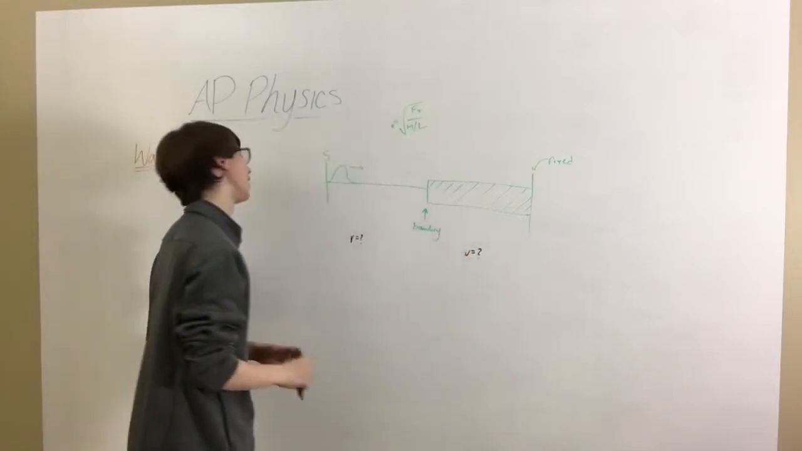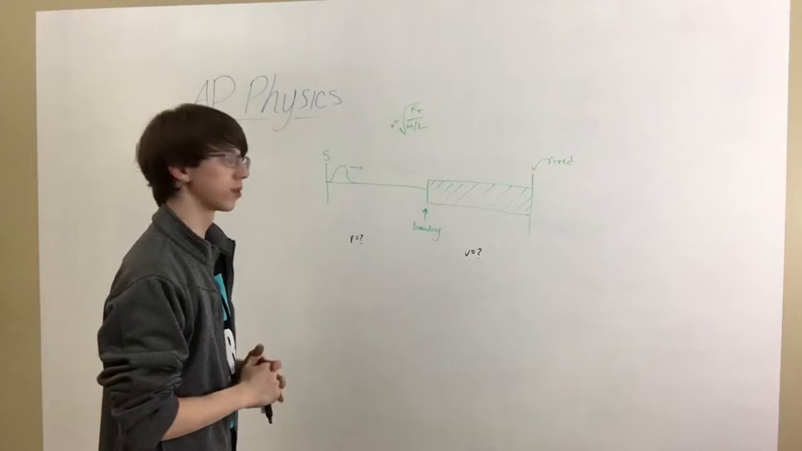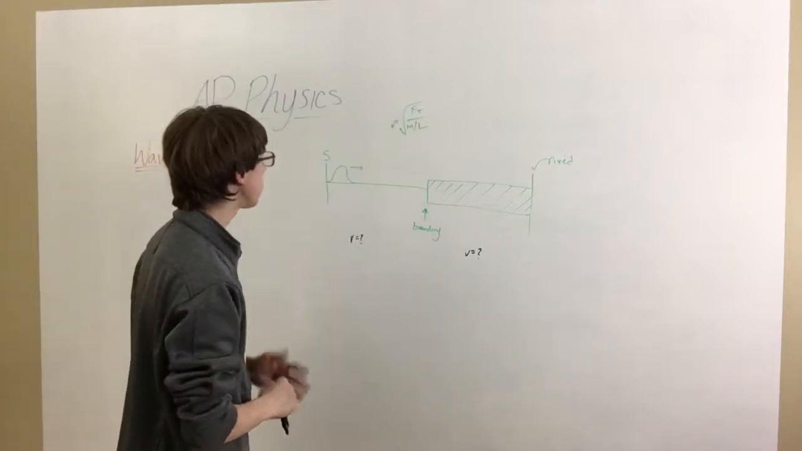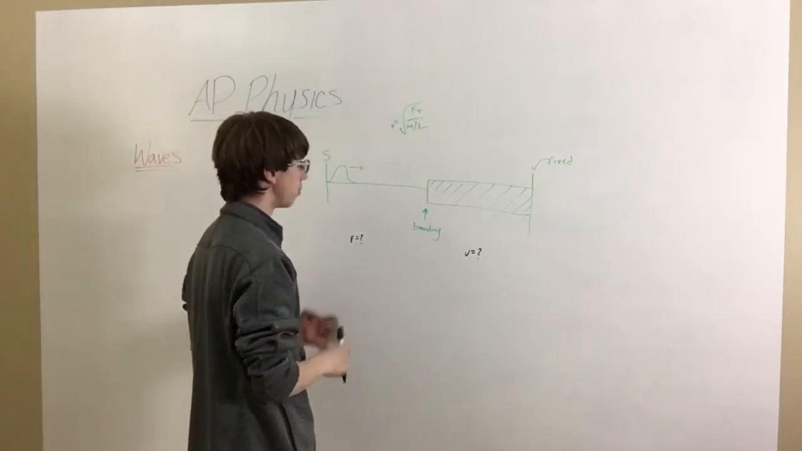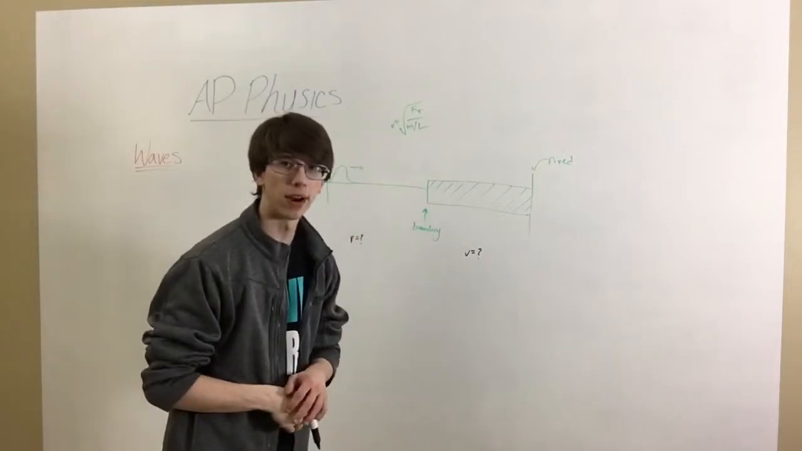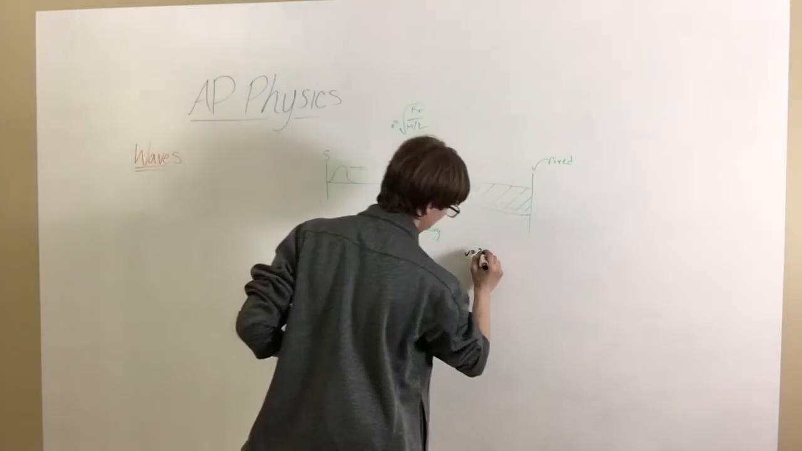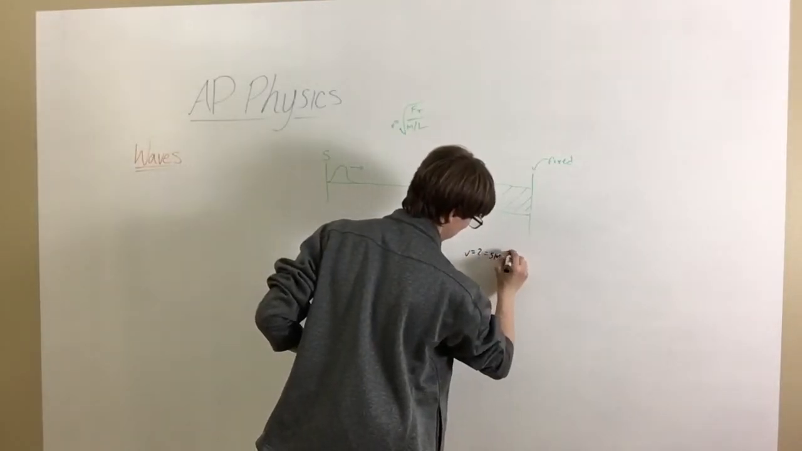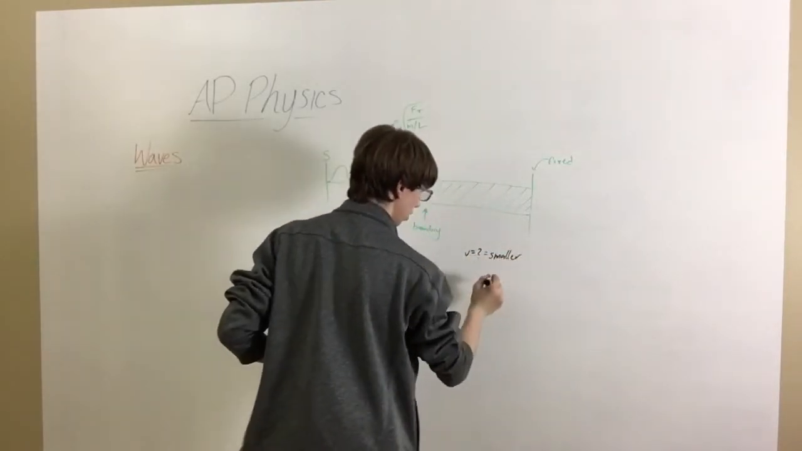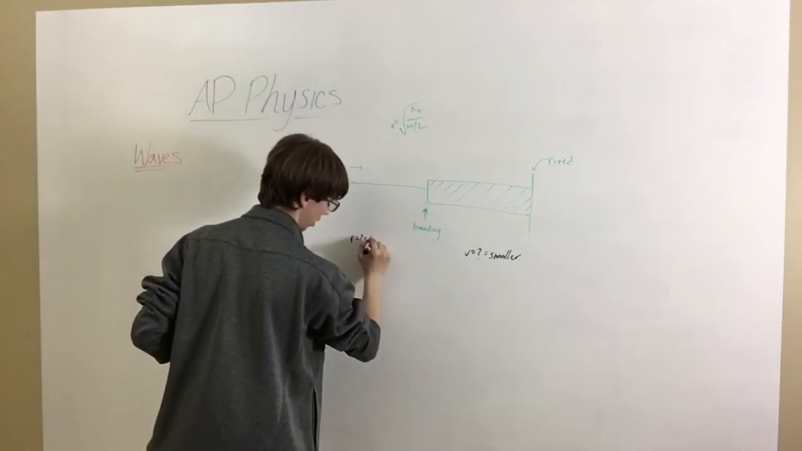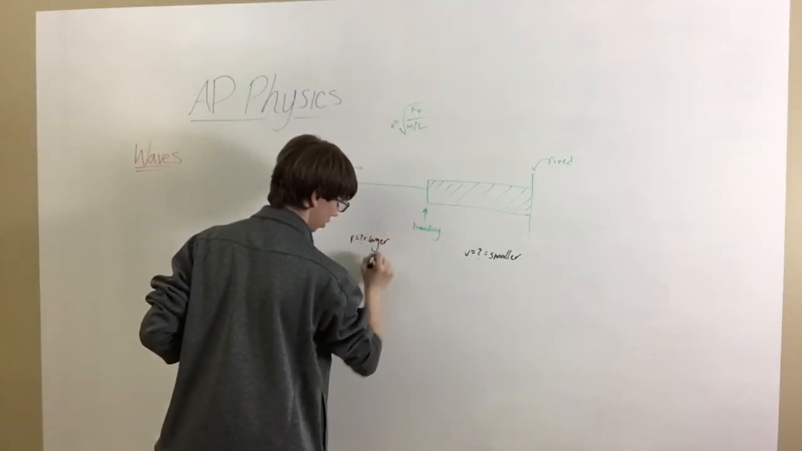So which one do you think is going to be larger and which one's going to be smaller? Well, the smaller velocity is going to be the one with a bigger denominator, right? And since this has a bigger linear mass density, this one's going to have to be larger, so this one is in fact smaller. Okay, and so this one is larger.